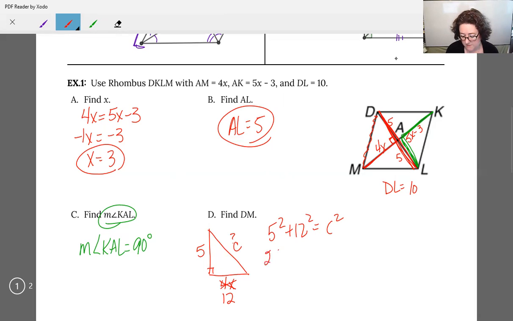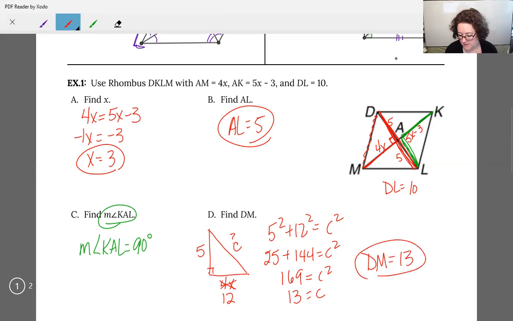So 5 squared would give me 25. 12 squared would give me 144. Add those together, I get 169 equals C squared. And so the square root of both sides, square root of 169 gives me 13. So segment DM is equal to 13. And our triple was 5, 12, 13.